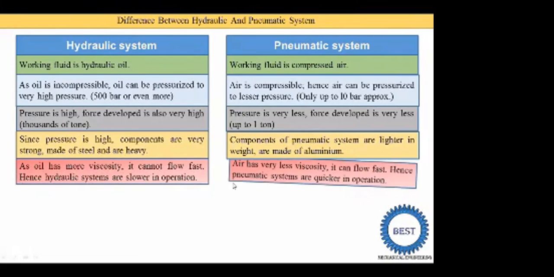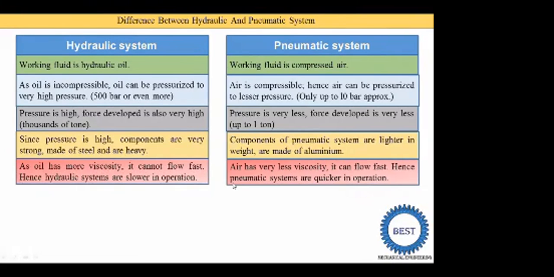We also know that the velocity of air is higher because its viscosity is low. Air has very little viscosity, so it can flow fast, hence pneumatic systems are quicker in operation. Suppose we require quick operations, then we need to use pneumatic systems. Suppose we require slow speed and a heavy load, then we need to use the hydraulic system.